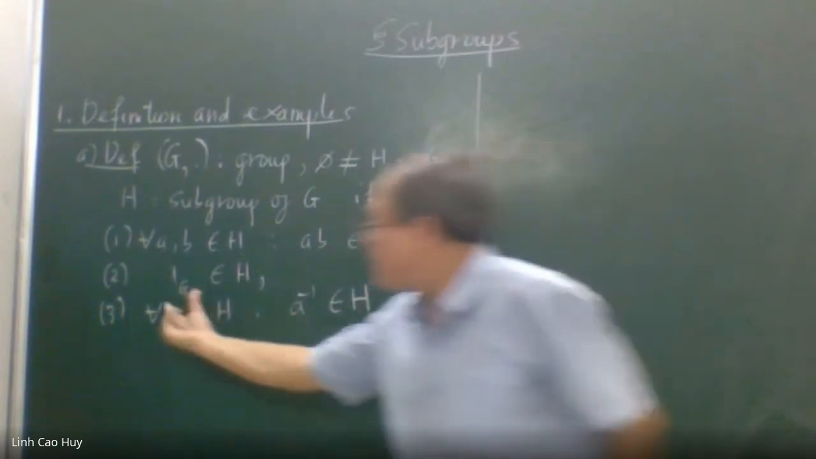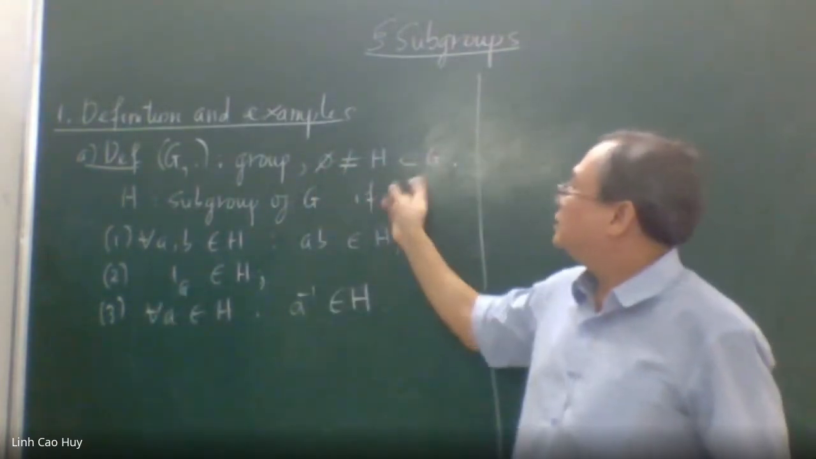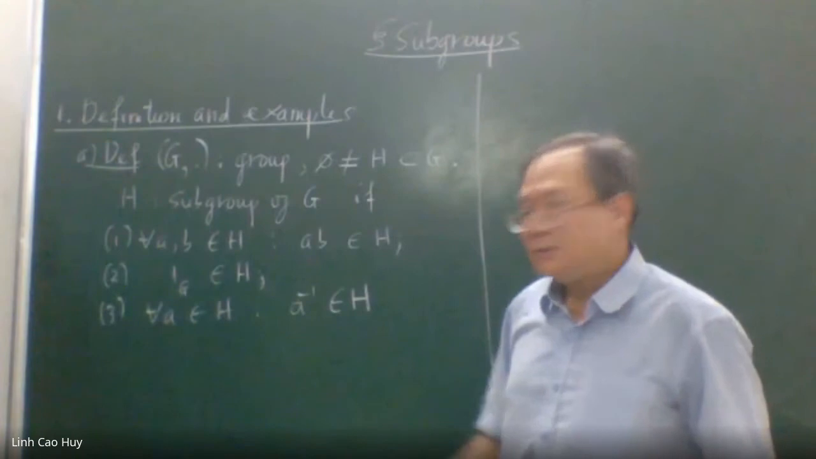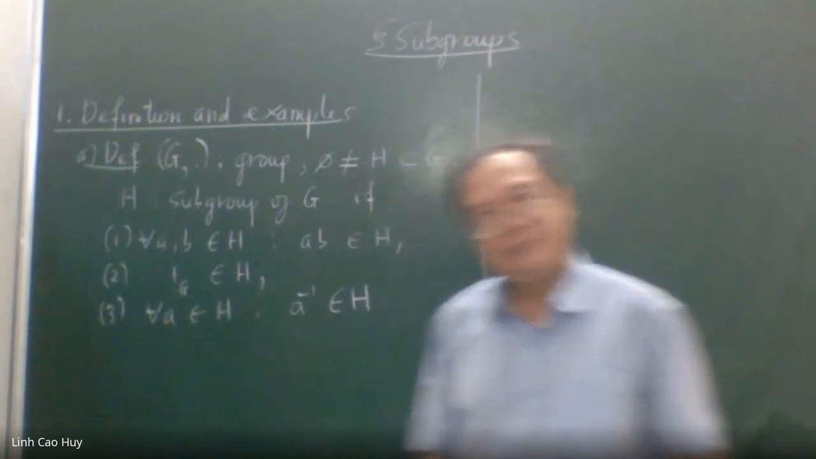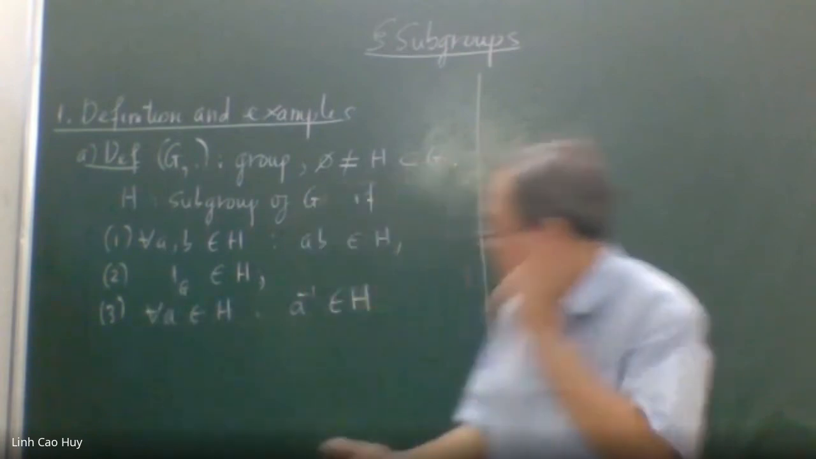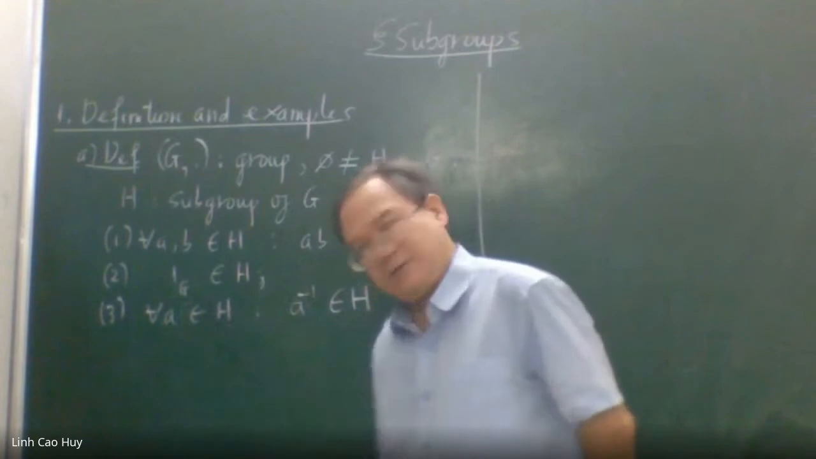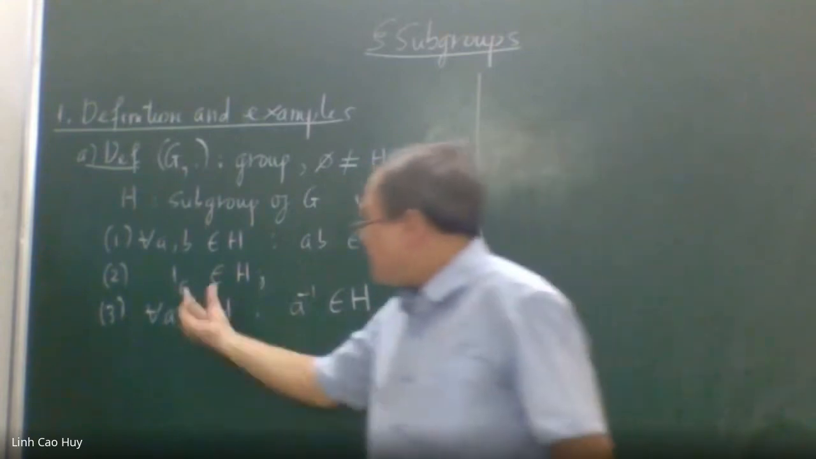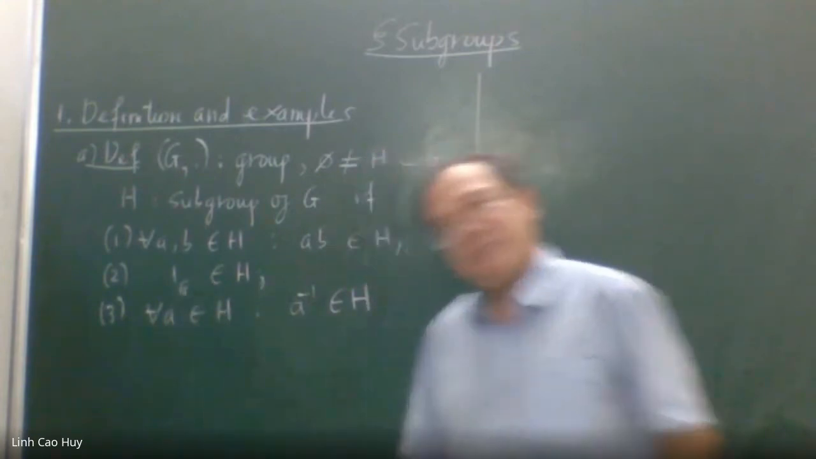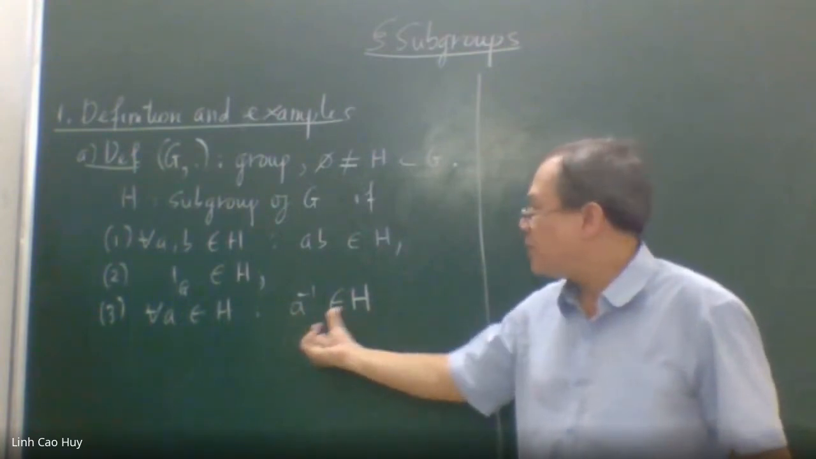The second condition: the identity of G is in S. And the third condition is that S is closed under inverses. That means for any element in S, the inverse of it is also in S.